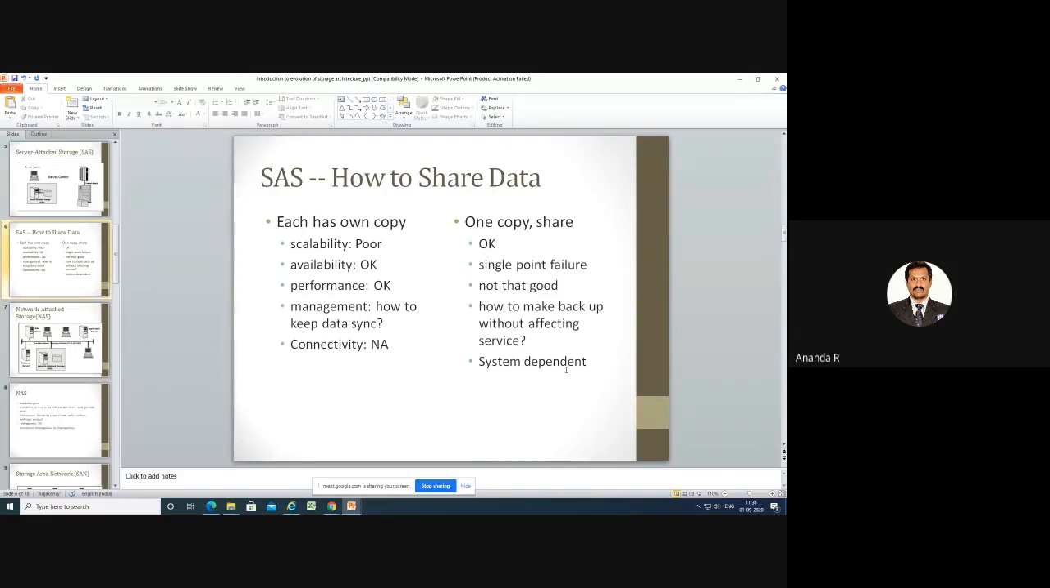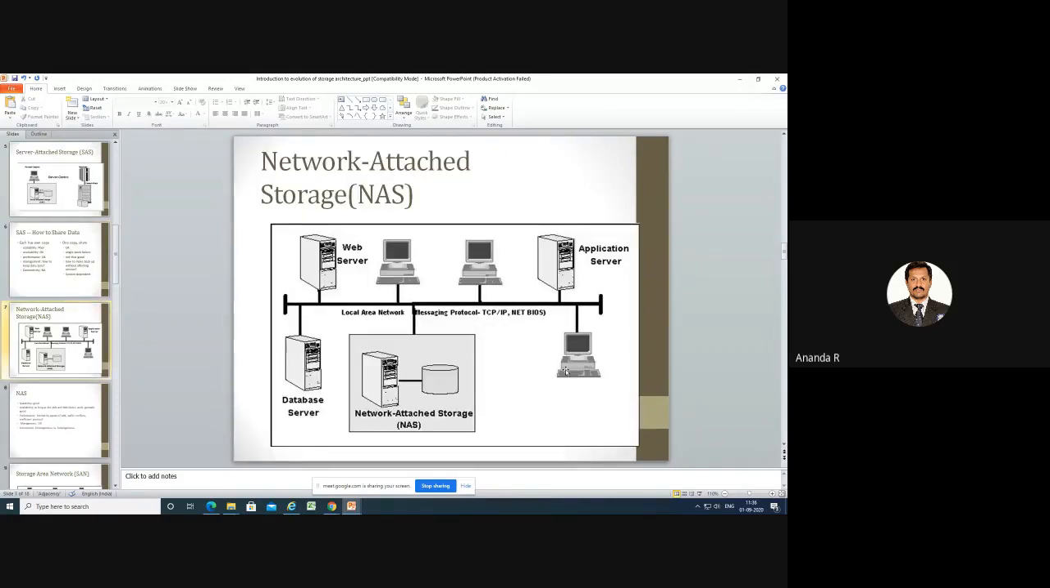Then we should go for the next one, called the network attached storage system. We studied a very basic kind of attached storage system, the server attached storage system, where one server and one system are connected, and we studied the different drawbacks of it, in terms of availability, scalability, management and so on. Now we go for the next one, the network attached storage system. In detail we will study all this in the coming classes.